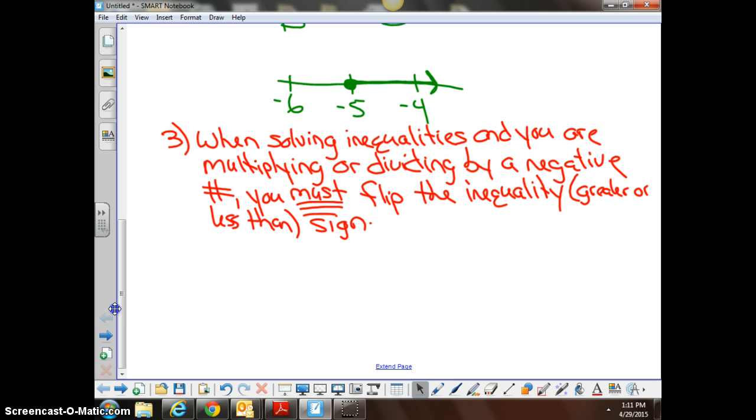Michael? So if it's like less than or equal to, you change it to greater than. Correct. So we'll do a couple more of these.